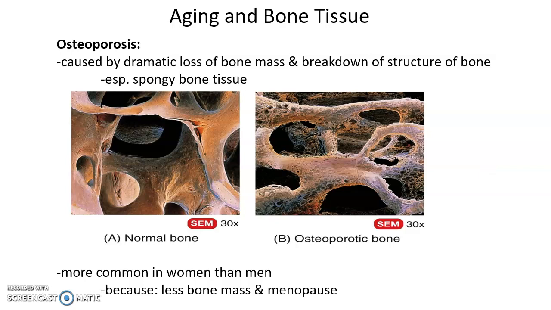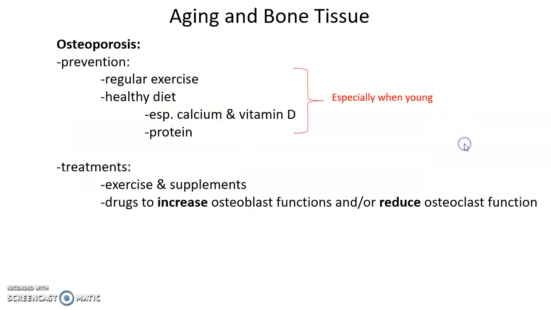This is thought to be for two reasons. One, men tend to have bigger bones, and women have smaller bones, so women have less bone mass, so the effect is more dramatic in them. And the second is menopause. After menopause, women's estrogen levels drop significantly, and it turns out estrogen stimulates osteoblasts, stimulates the building of bone tissue.